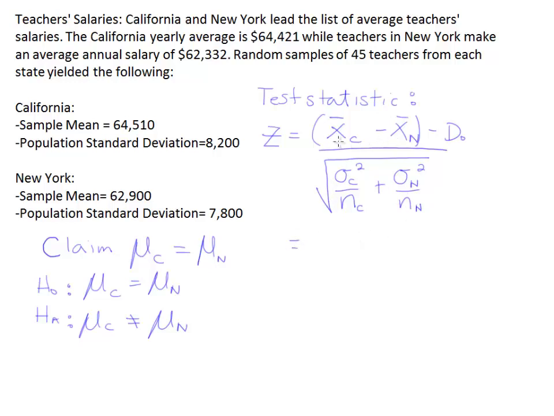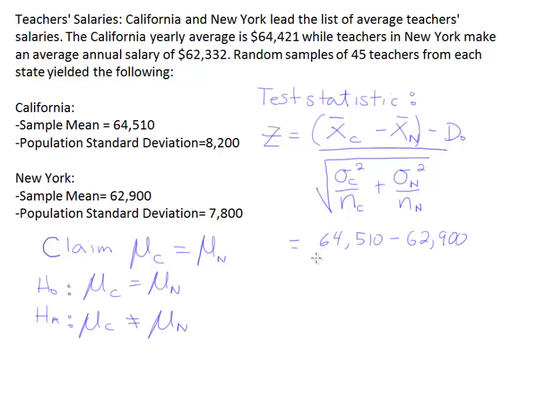We know the sample means. They tell us that California sample mean was 64,510. We know that the New York one was 62,900. Now, this d sub 0 would have to be stated in the claim, where maybe they'd say, we think there's a difference of $5,000 between these two means, then we'd have this number to be 5,000. However, they don't tell us that. In fact, we don't even have a statement of a claim here, so we'll just assume that they want us to test to see if they're equal to one another, in which case this value is 0.